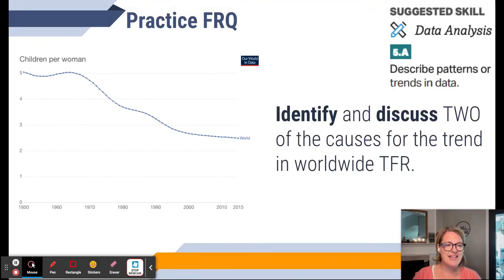Okay, so we are at the end of our notes today. So here's your practice FRQ. You're going to identify and discuss 2 of the causes for the trend in worldwide total fertility rate. So look at that trend and then identify. So state what those 2 causes are, and then discuss or explain the trend. Okay. All right. I think that's it.